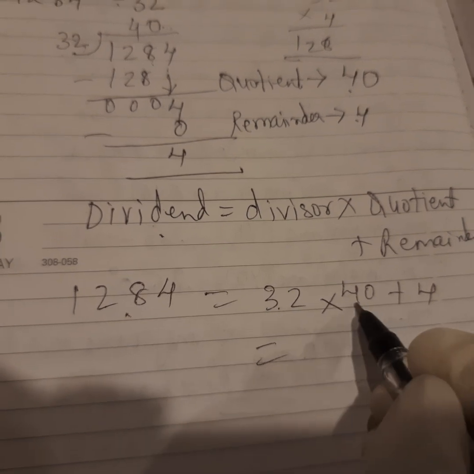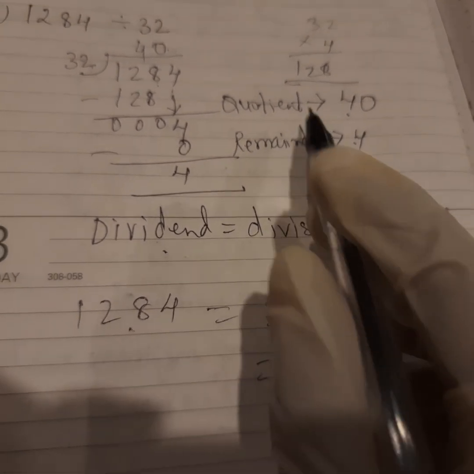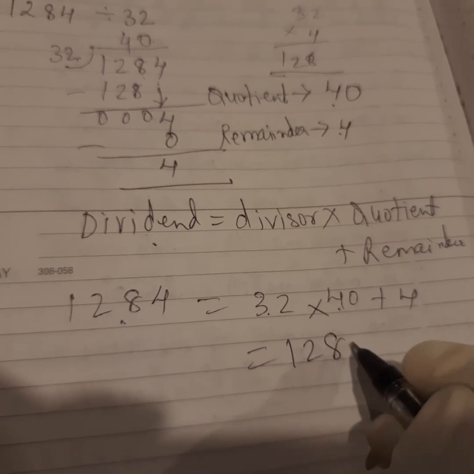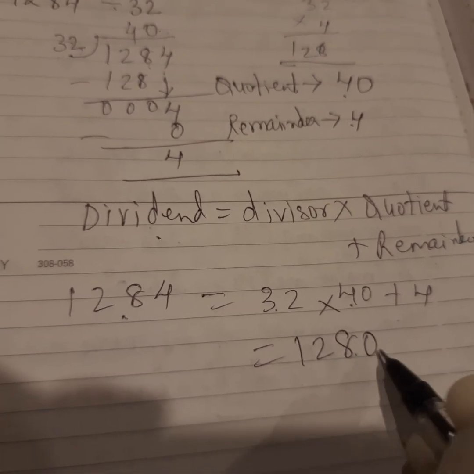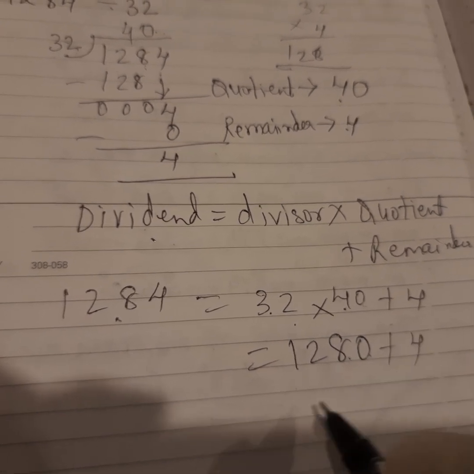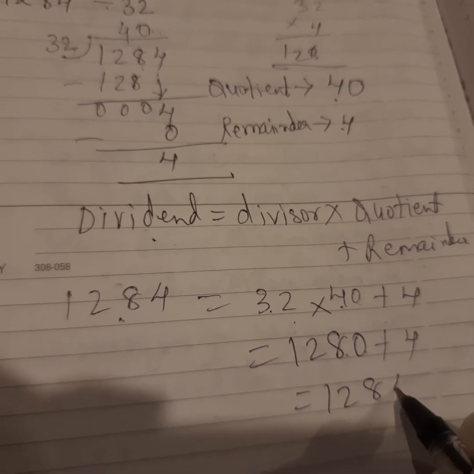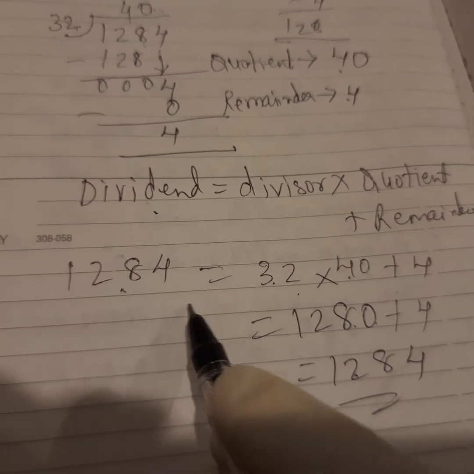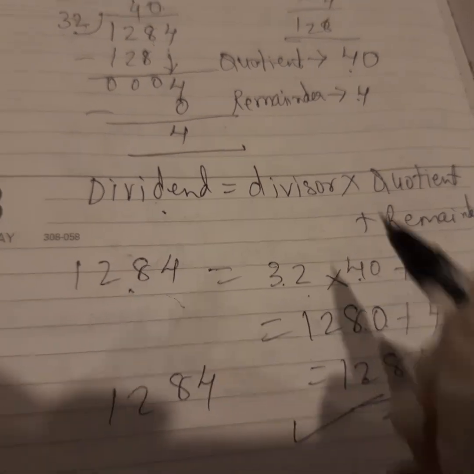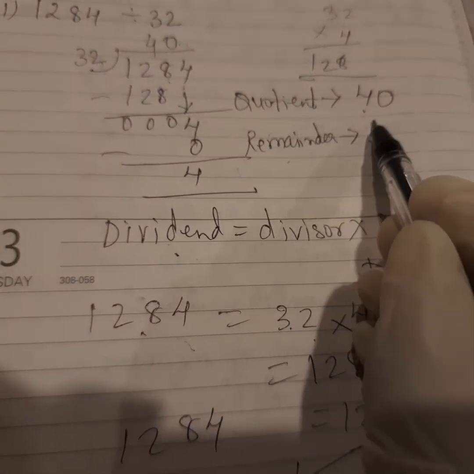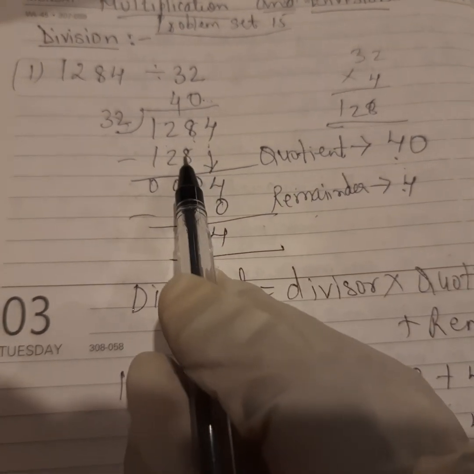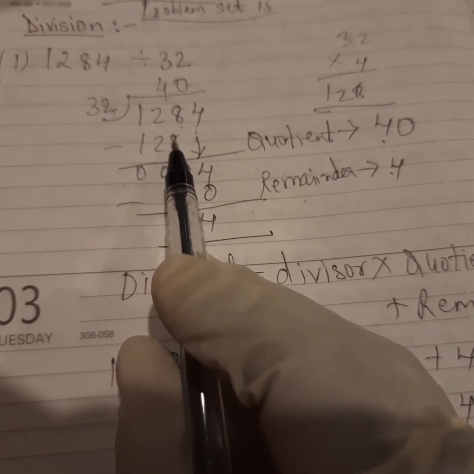Okay. So 32 into 40. 32 fours are 128. That means 1280. 32 into 40 plus 4 will give us 1284. That means see, this answer and this answer both are the same. That means our answer is correct. Okay, quotient 40 is correct, children. So hope you must have understood the division very carefully and easily.